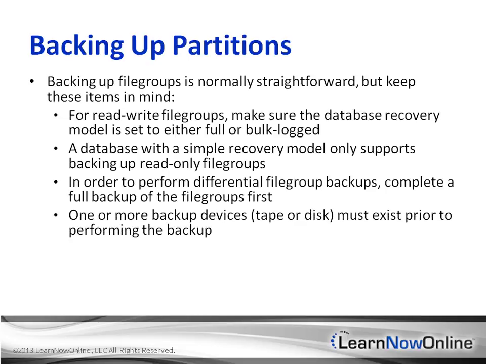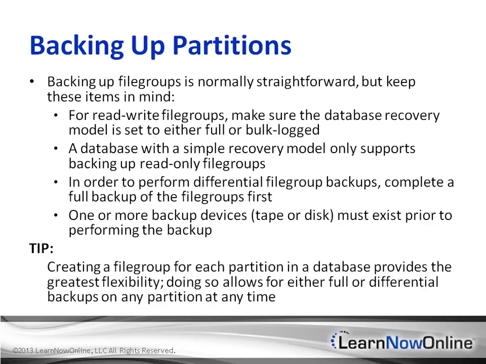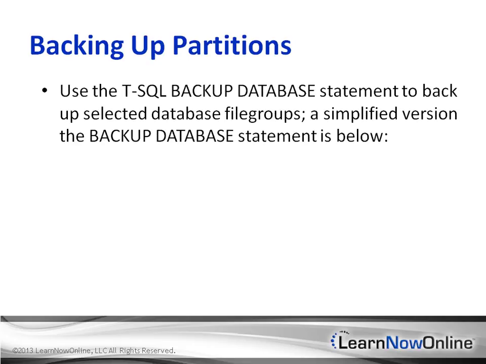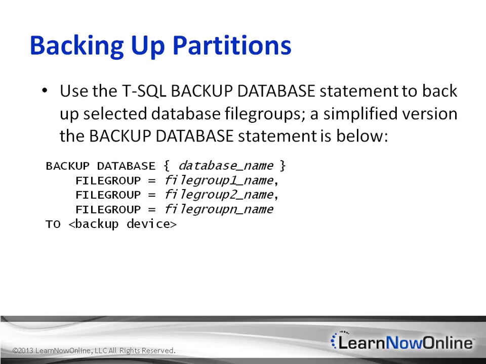One or more backup devices must exist prior to performing the backup. And here's a tip. Creating a file group for each partition in a database provides the greatest flexibility. By doing that, it allows for either full or differential backups on any partition at any time. You use the normal T-SQL backup database statement to back up selected file groups, and a simplified version of the backup database statement is right here. We're going to do a backup database, give it a name, list the file groups that we want to back up, and point it to the right device.